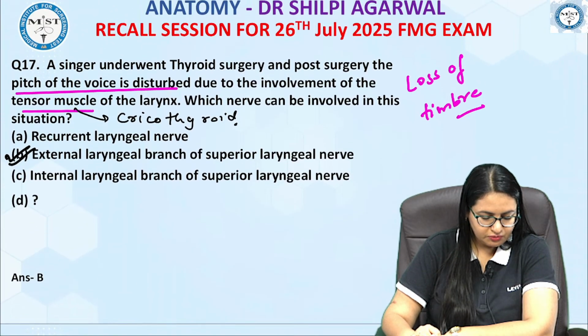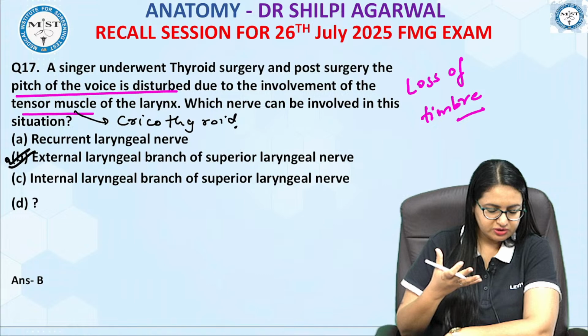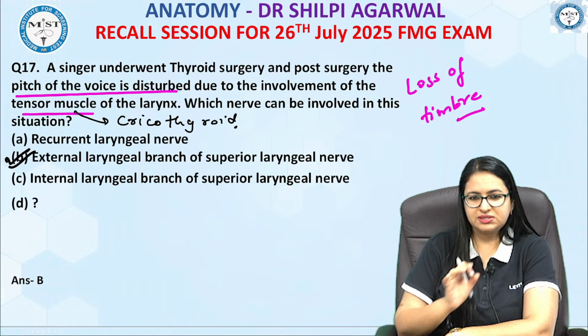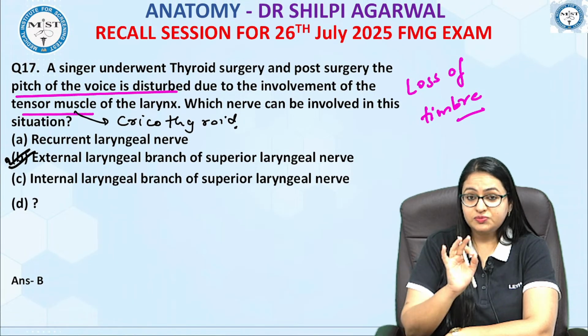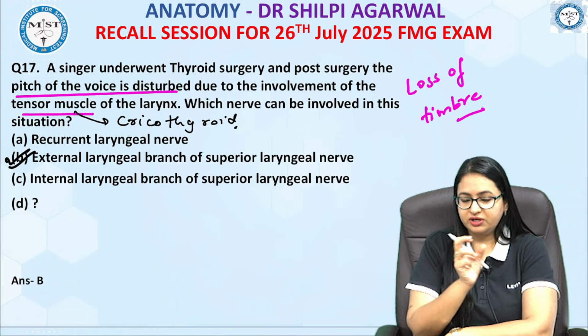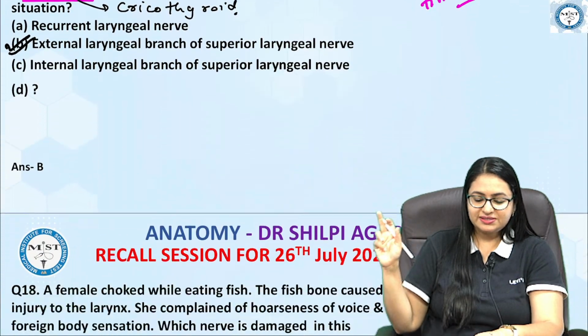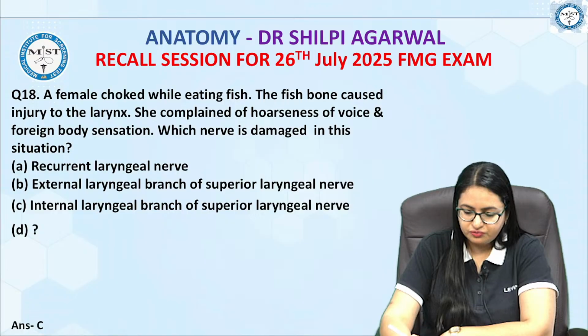Yes, the singer was not able to sing in high pitch. So the pitch or timbre of voice is disturbed. In the voice, they basically add the word pitch or timbre, and if they add this word, it is the external laryngeal nerve, and also the tensor muscle was mentioned. One more question was there.